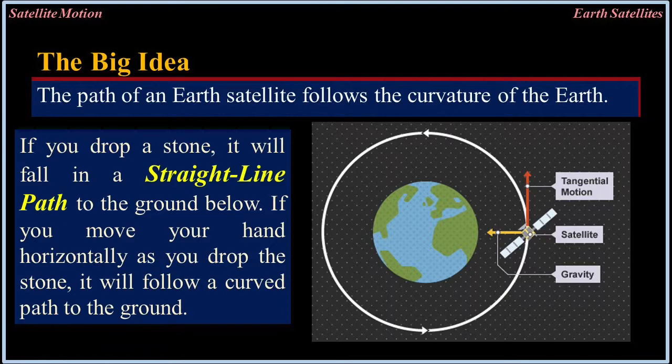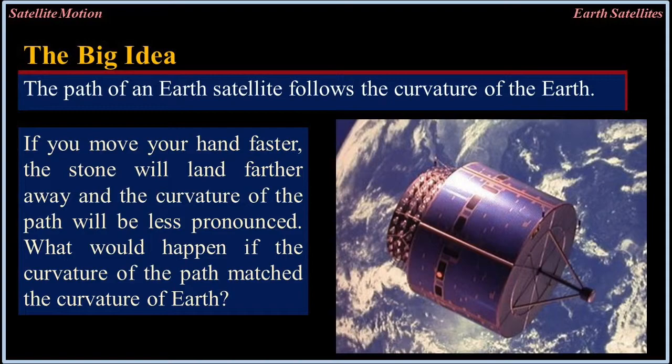Big idea: the path an Earth satellite follows is the curvature of the Earth. If you drop a stone, it will fall in a straight line path to the ground below. If you move your hand horizontally as you drop the stone, it will follow a curved path to the ground. If you move your hand faster, the stone will land farther away and the curvature of the path will be less pronounced. What would happen if the curvature of the path matched the curvature of the Earth?